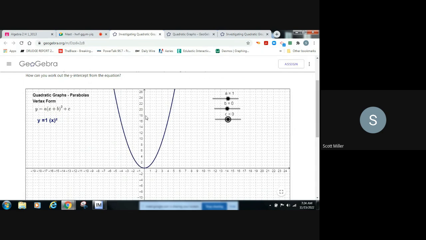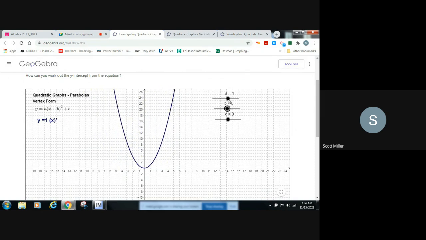What does the B number do? B is the number inside here, being they have x plus B. It's a bad form, but that's what they have. Okay. As I move it across, look what's happening though. See, if it says x plus 1, which way did it move? X plus 1, see, it's moving to the left. You see that? And then let's move it to the right. So that number on the inside moves the graph right or left.